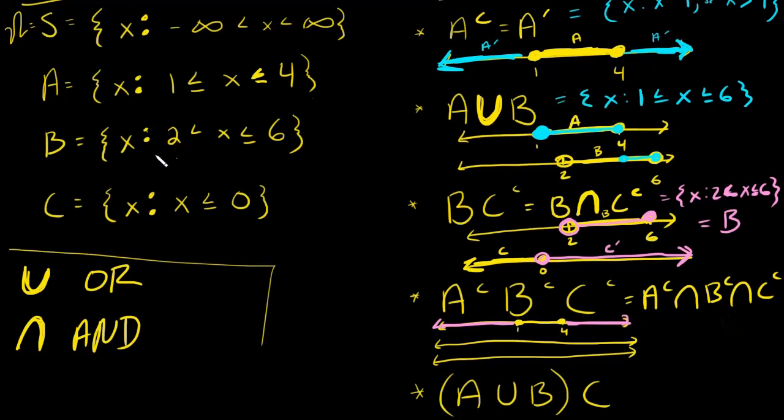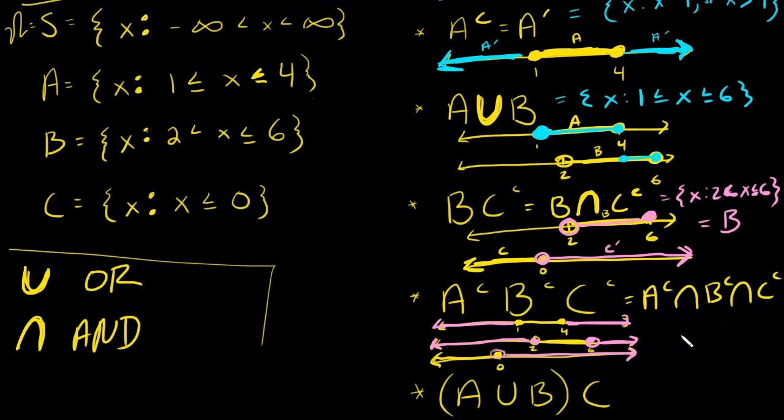Now let's do B complement. B is from 2 to 6: open dot at 2, close at 6. So B complement is less than 2, with an open dot, and more than 6, with a close dot at 2. And then lastly C. C is less than or equal to 0. So the complement would be an open circle at 0 and more than 0.